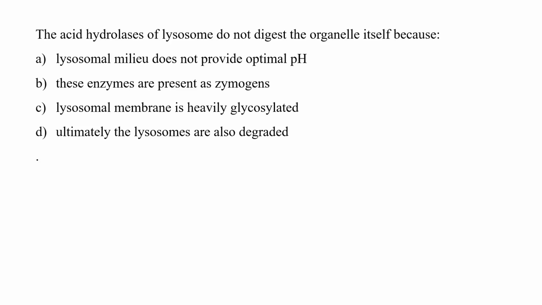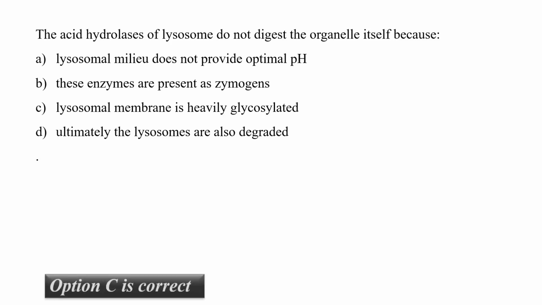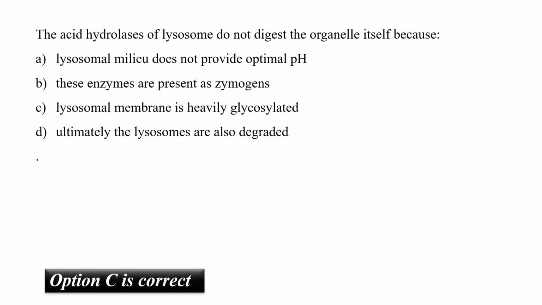The acid hydrolases of lysosomes do not digest the organelle itself because the lysosomal milieu does not provide optimum pH. These enzymes are present as zymogens. Lysosomal membrane is heavily glycosylated, or ultimately the lysosomes are also degraded. Lysosomal enzymes cannot digest themselves because most of the membrane proteins of lysosomal membranes are heavily glycosylated. So option C has to be the correct answer.